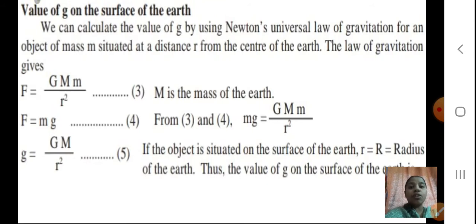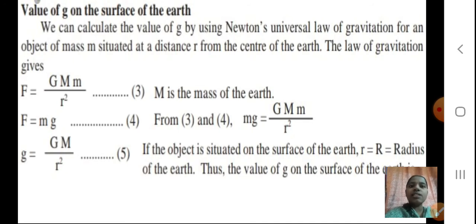We can calculate the value of g by using Newton's universal law of gravitation for an object of mass m situated at a distance r from the center of the earth. We are taking the mass of the object as m, and the distance as small r. The law of gravitation gives, you have seen Newton's universal law of gravitation, F is equal to G M m upon r square. Here capital M is the mass of the earth. Also you have studied F is equal to m into g.